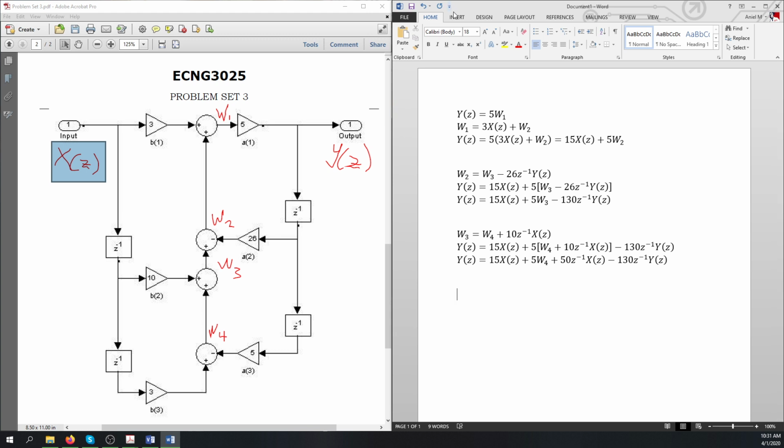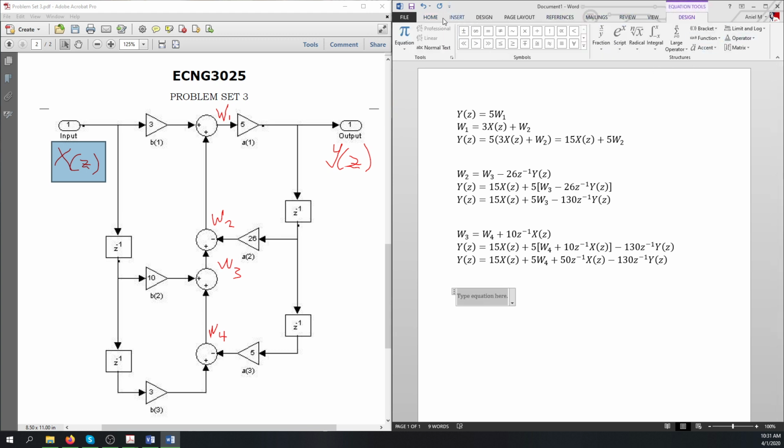Alright, so this is going to be w of 4 is equal to 3 multiplied by 2z to the negative 1, so it's going to be z to the negative 2 x of z, and then we have to accommodate for this part here, which is going to be on negative feedback. So this is minus 5 multiplied by z to the negative 1 multiplied by z to the negative 1, and this is going to be y of z. So it's going to be minus 5 z to the minus 2 of y of z.